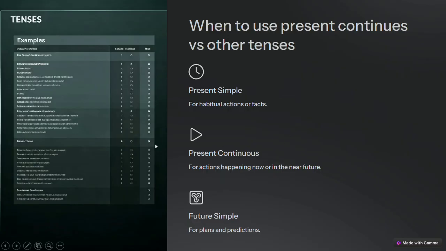Present continuous is for actions happening now or in the near future, and we have talked about it. And future simple is for plans and predictions, and I'm going to tell you in the next video.